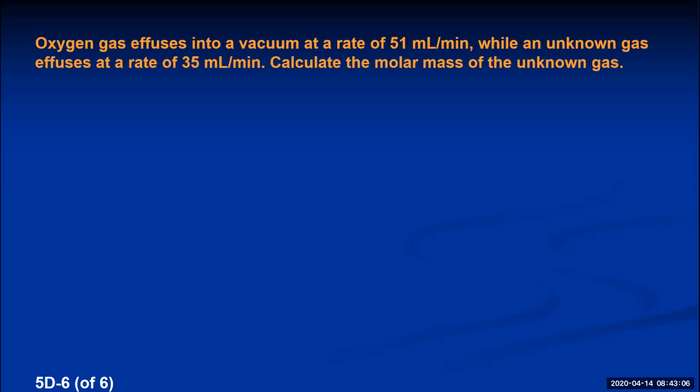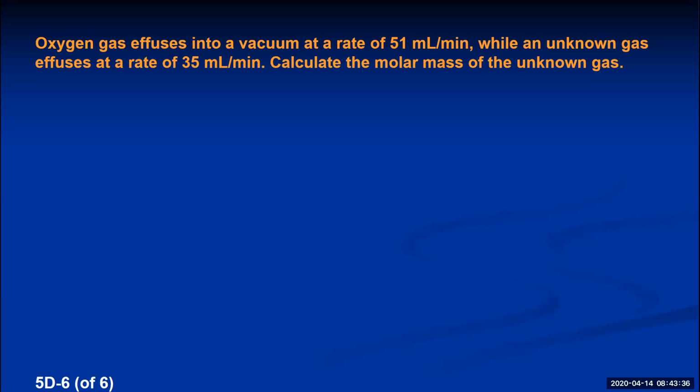And so let's say in this example, oxygen gas effuses into a vacuum at a rate of 51 milliliters per minute. If you take another gas that's an unknown gas, put it in the same container, and let it effuse out of the same hole, this unknown gas effuses at a rate of 35 milliliters per minute. Calculate the molar mass of the unknown gas. So these two gases are under similar conditions, effusing at different rates.